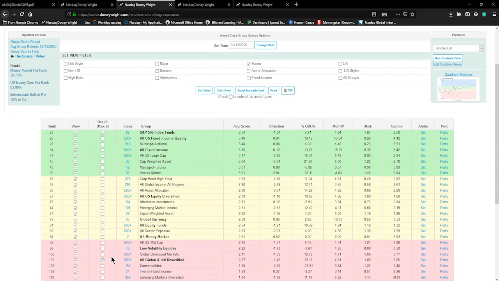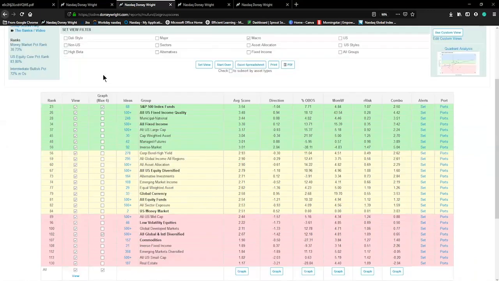Perfect. And one thing that you can do using the tool as a way to see where scores are trending is, we pointed out the graphing function earlier. You can actually do a customized graph of up to 6 different groups. So in this case, we have the S&P 500 index funds group, as well as all global and international diversified. We're going to select the graph link at the bottom of the column.